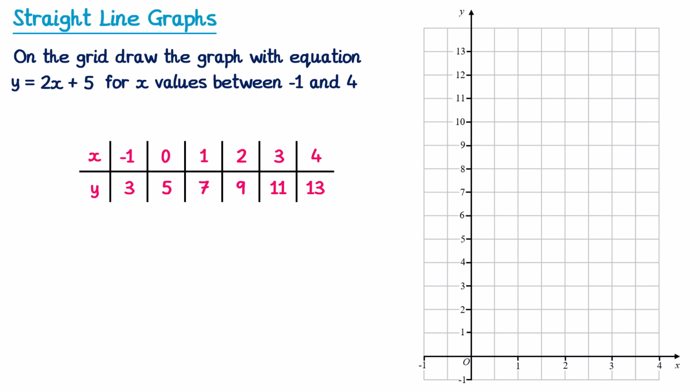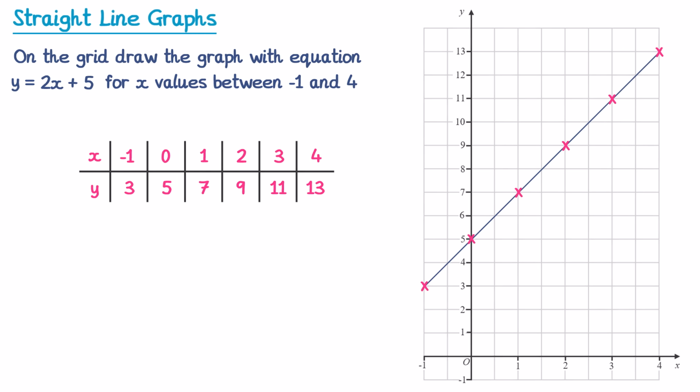Now all we need to do is just plot these as coordinates. So negative 1, 3, that goes here. 0, 5, that goes here. 1, 7 goes here. 2, 9, 3, 11, and 4, 13. You'll see once again these form a perfect straight line, so if you take a ruler and join those up like this, that will be the answer to the question.